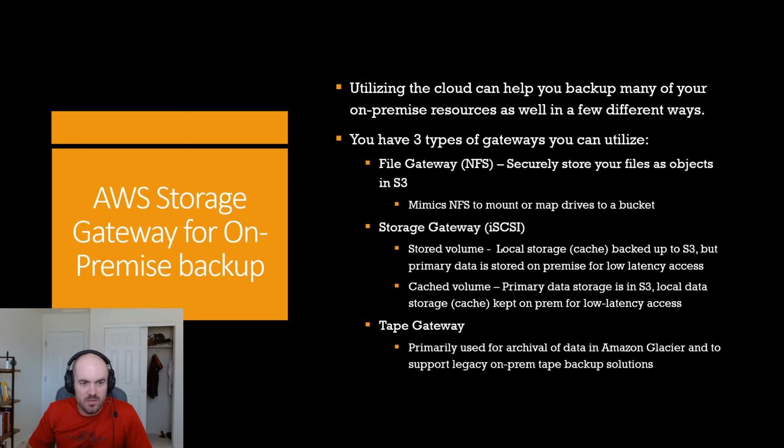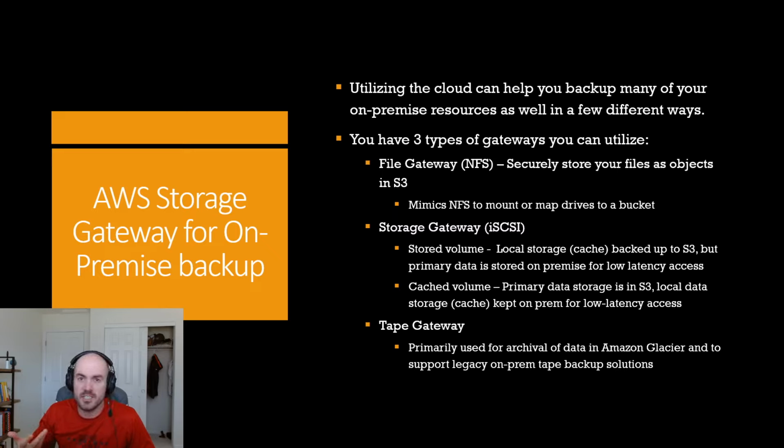All right, so AWS Storage Gateway for on-premise backup. If you're backing up your data, which a lot of businesses should be and probably are, you're going to consider utilizing the cloud. When you do that, you can help back up many of your on-premise resources in a few different ways. So you don't have to store everything on premise. You can use the cloud to store stuff as well.